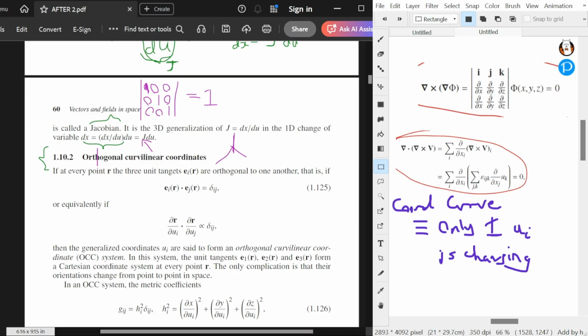If at every point R, the three unit tangents, I think they mean tangents, e_i of R are orthogonal to one another. Yeah. That is if the dot product is equal to the Kronecker delta. I forget what Kronecker delta is. Let me Google that real quick. Kronecker delta function. Oh, it is 1 if i is equal to j. Well, let me write that down.